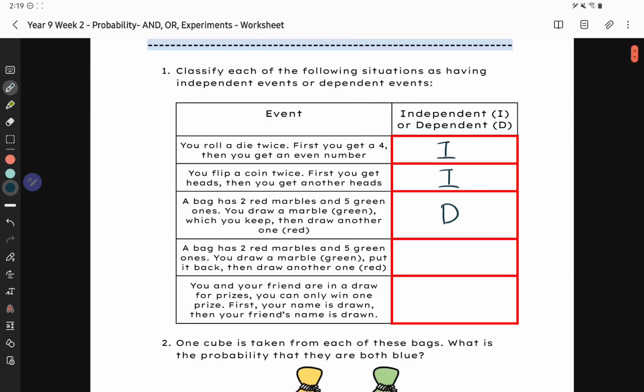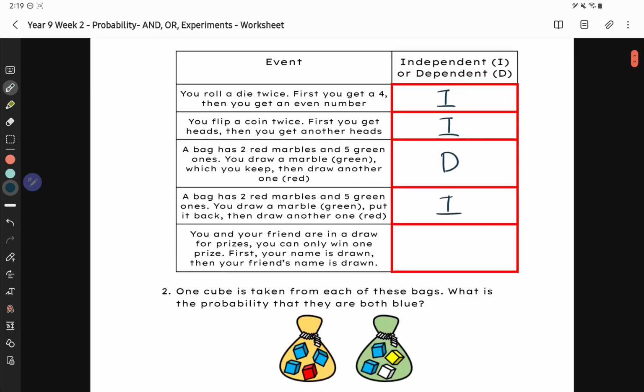Right. Next one. A bag has 2 red marbles, 5 green ones. Now they pick one and then they put it back. So if they put it back every time, they are resetting the whole probability. So whatever you get on the first one doesn't affect the second try.